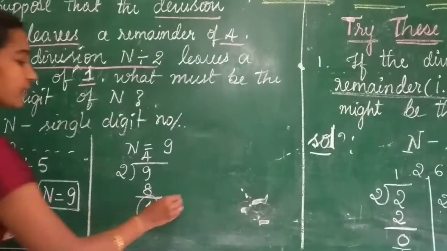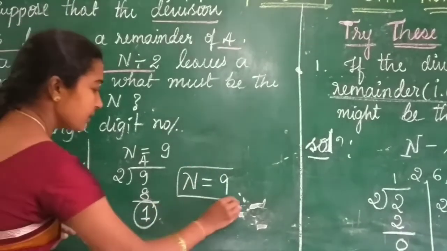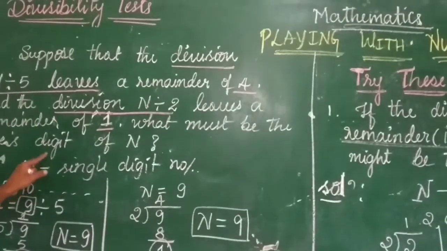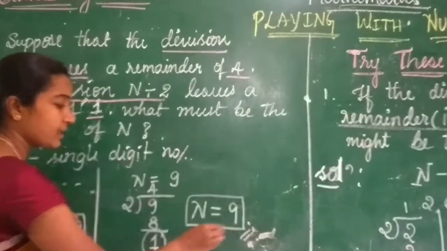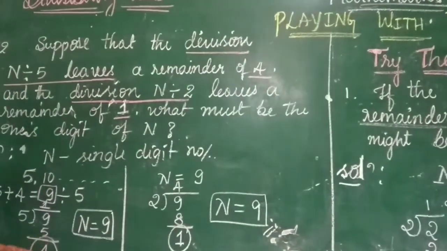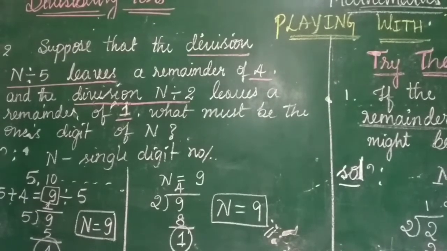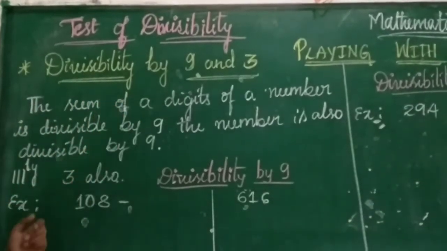Look here, the one value is 9. In this problem, both rules are used. Here the number is 9. Children, till now we discussed divisibility by 5, 10 and 2. I hope that all of you understood. Now come to divisibility by 9 and 3.